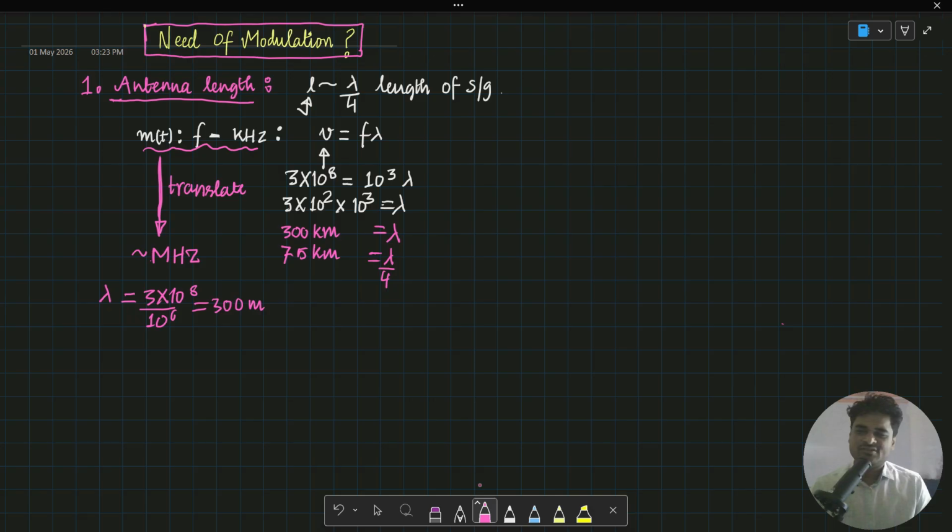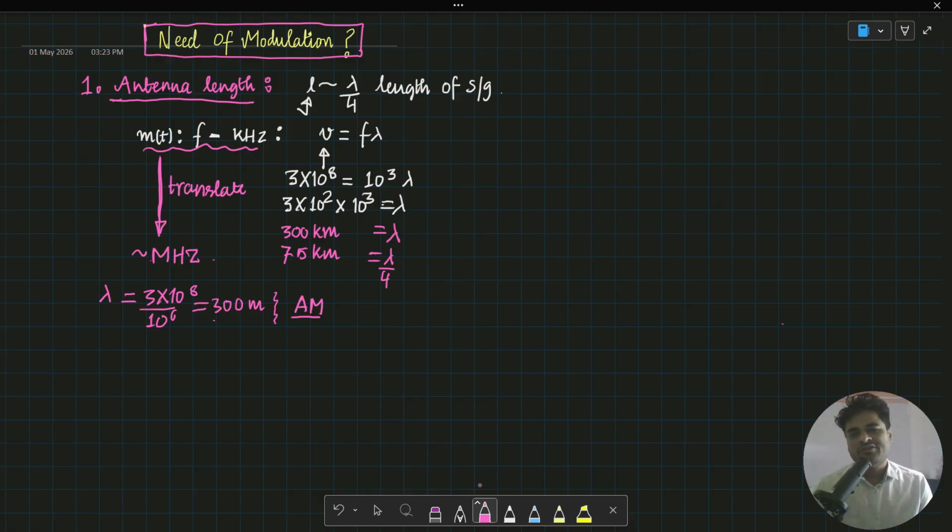This is not a very big length. I mean, this is the height of antennas created in the case of amplitude modulation. You may have seen radio broadcast antennas, they are very large. So you can see that because we have translated our original signal to a higher frequency, the wavelength becomes smaller, and that's why the antenna size becomes smaller.